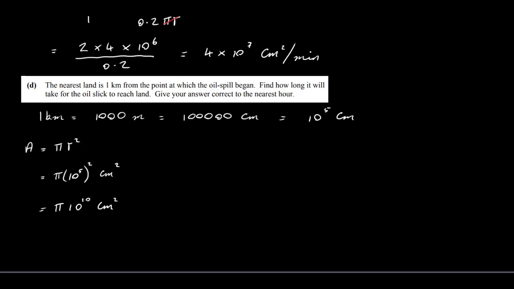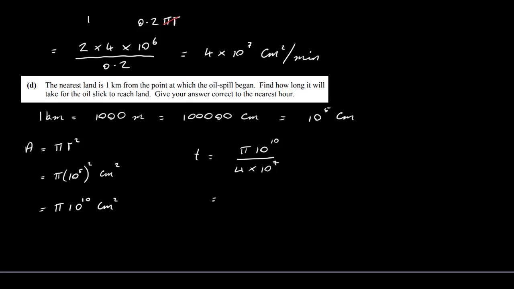So how long does it actually take? Well, we know that the area of our oil slick is increasing at a constant rate. We worked that out up here. It's increasing at a rate of 4 times 10 to the power of 7 square centimeters every minute. We want our circle to reach pi times 10 to the power of 10 square centimeters. So all we've got to do is divide this by this, and that'll give us the time it takes to reach land. So our time is pi times 10 to the power of 10 divided by 4 times 10 to the power of 7.